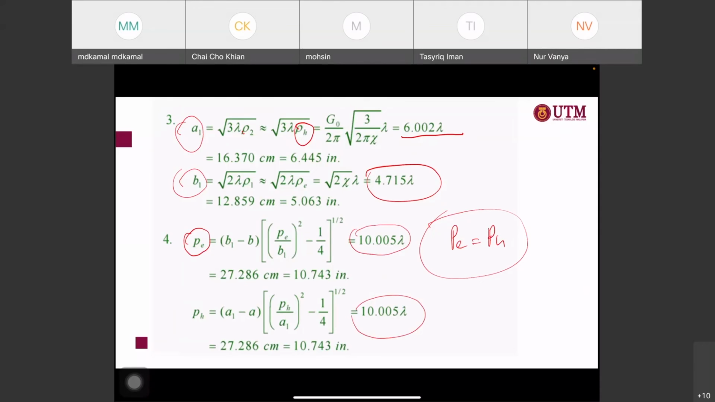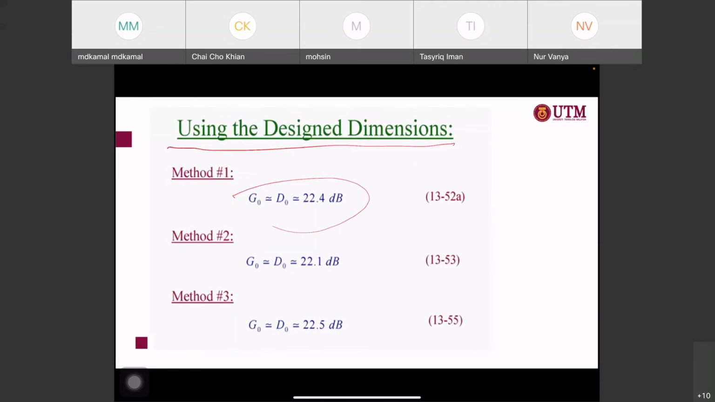So from here we know that if your PE and PH is the same, so we can make this thing in terms of your pyramidal horn. Using method 1, method 2, and method 3, you can find out the gain is almost very similar to each other, with only 0.03 lambda difference from one another. Okay, so these are the three methods that you use to design the horn antenna.